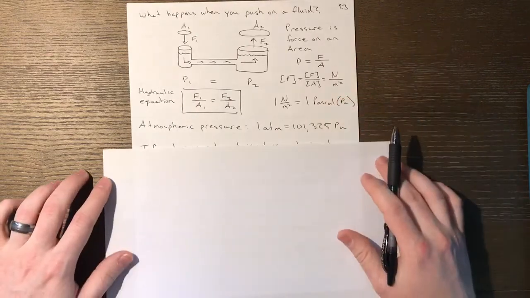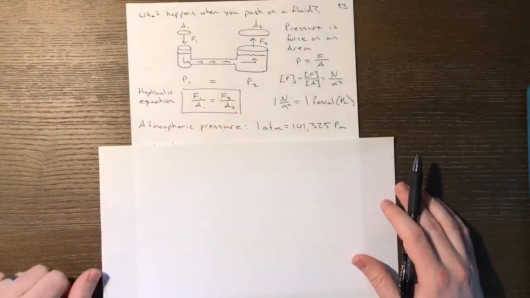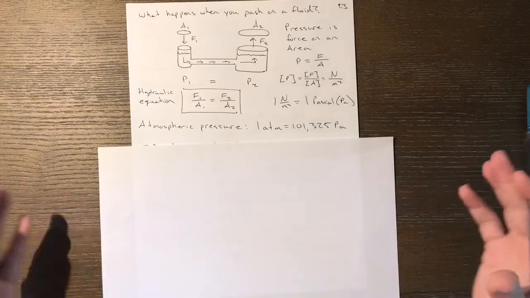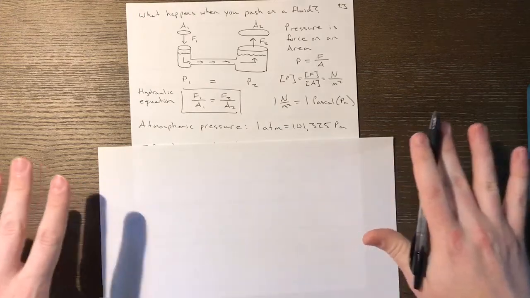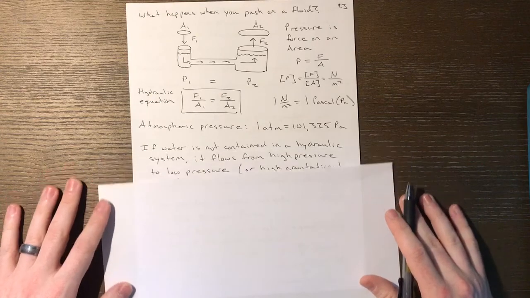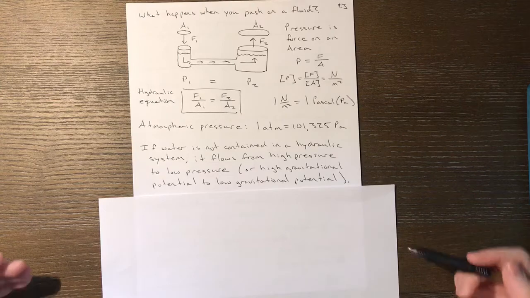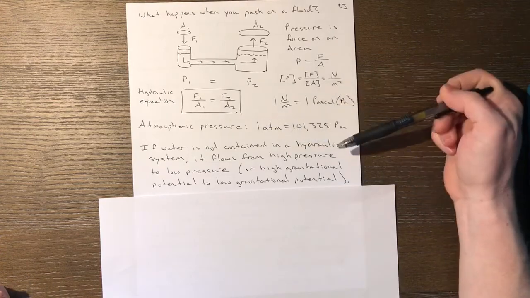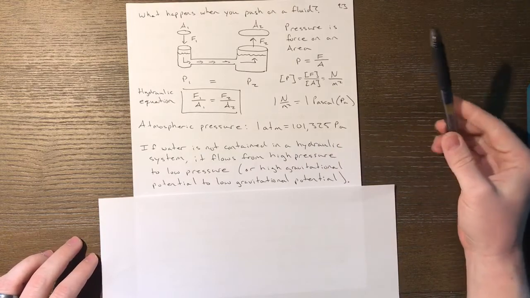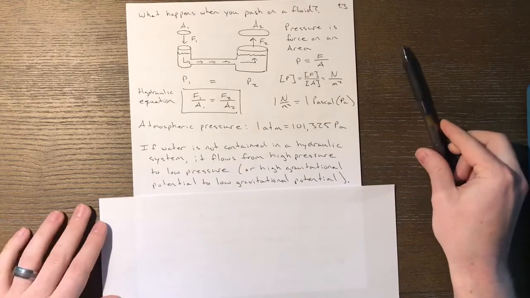All right, well, what about that first example I talked about? I said just imagine shoving your hand into a bucket of water, right? Your hand goes into the water, the water moves around your hand. Well, it also actually kind of moves upwards. It gets displaced. So, if water is not contained in a hydraulic system, what happens? Well, it generally flows from high pressure to low pressure, or from a high gravitational potential to a low gravitational potential. Just a fancy way of saying water flows downhill.